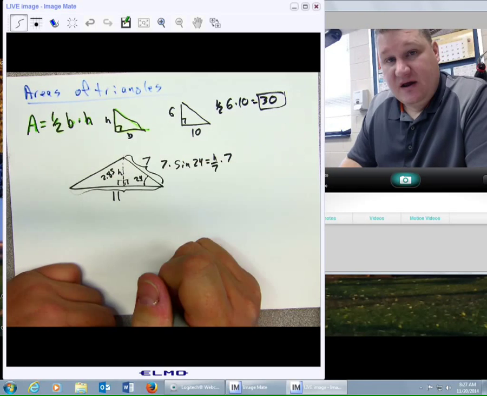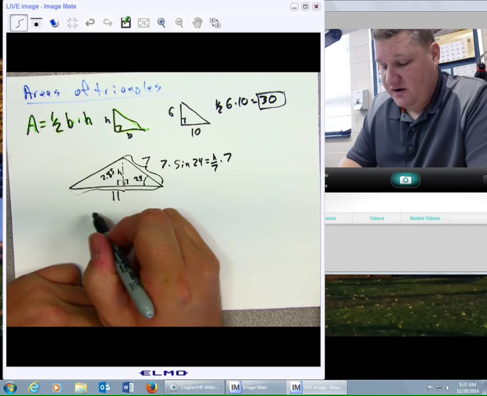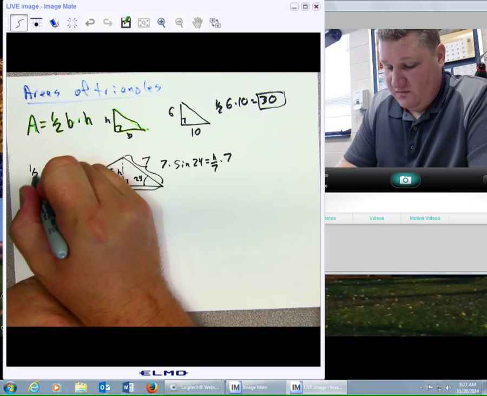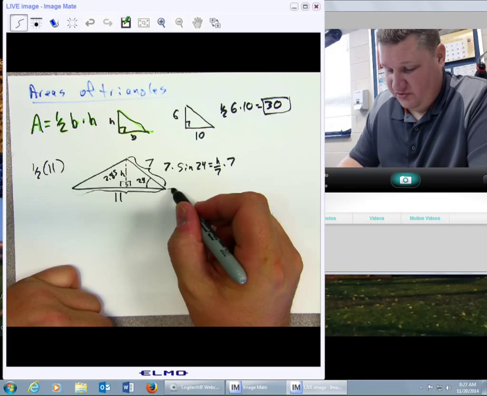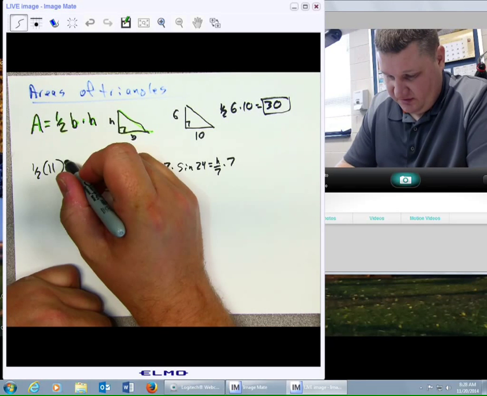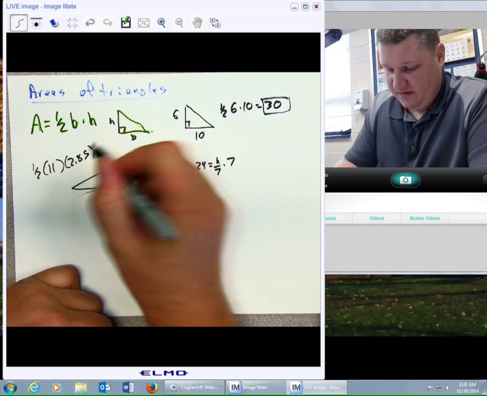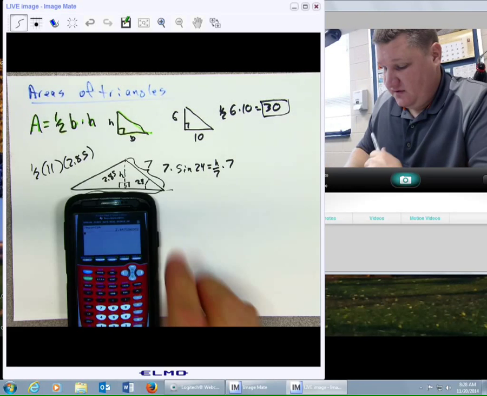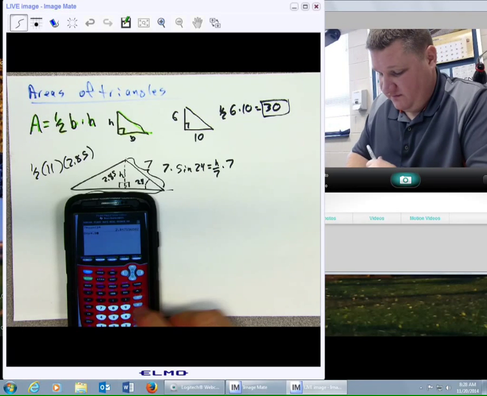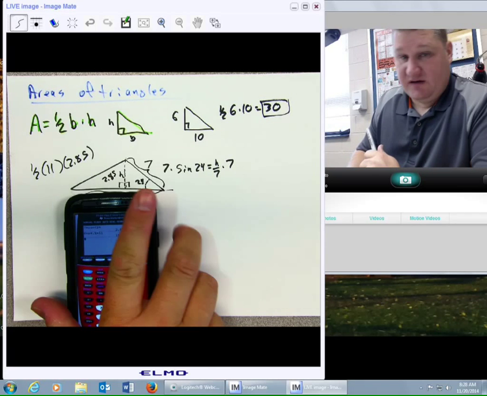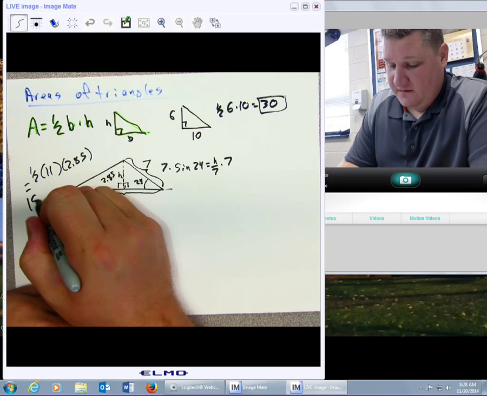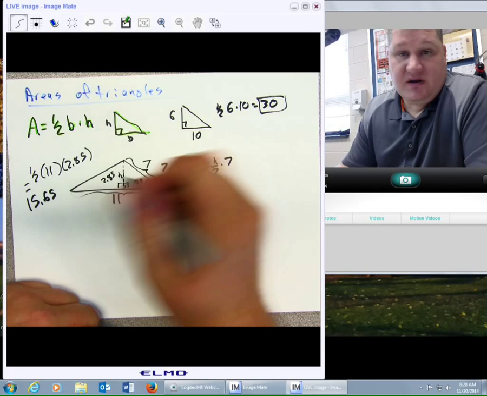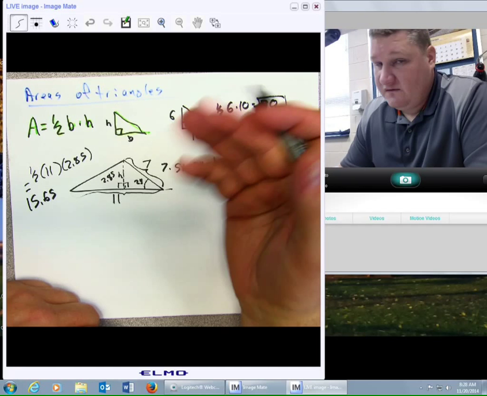So now that I have the height of the triangle, I can say 1/2 base, which is 11 for the whole triangle, times the height of the whole big triangle, 2.85, and go from there. So 2.85 times 0.5 times 11. And I get 15.65. And that would be feet squared, units squared, whatever it happens to be squared.